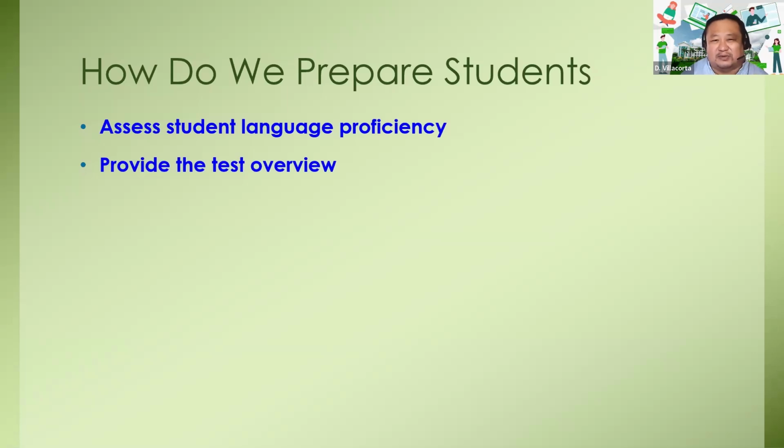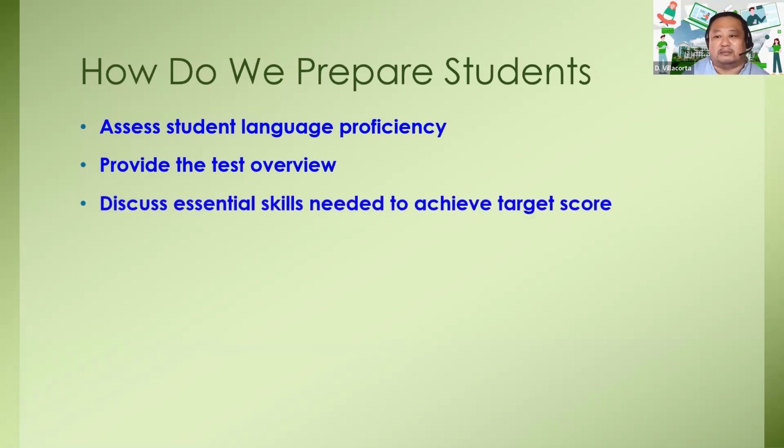Now, these tests don't have a passing or failing score, because your passing score would depend on what is required of you upon application at the embassies and at the learning institutions and the like. All right. For example, for IELTS, the scoring would be from 0 to 9. For TOEFL, for example, it's from 0 to 120. For the Pearson Test of English, it's almost the same. All right.